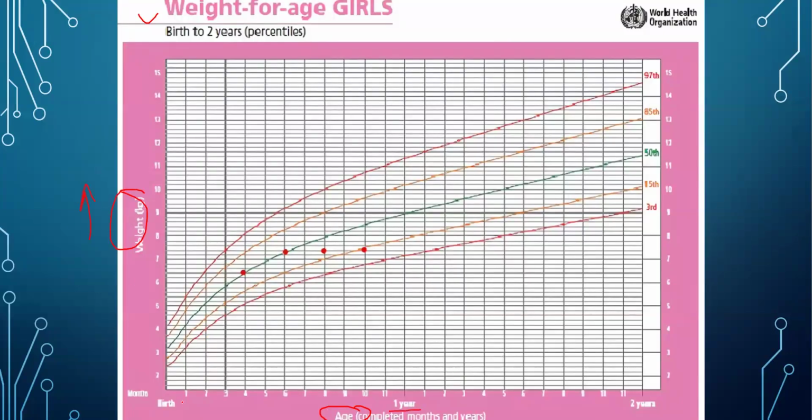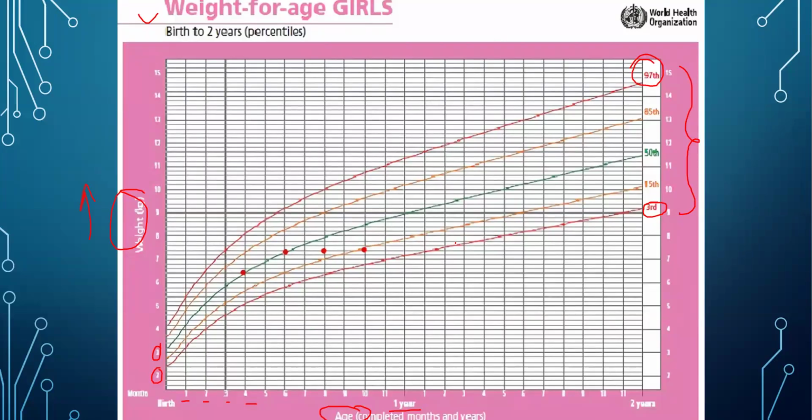And you can see this is 1 year, so it means 1 month, 2 months, 3 months, 4 months. And then there is 2 kilo, 3 kilo like this. So what you see in here is percentile. This is the 3rd percentile and this is the 97th percentile. Any child whose weight is in between the 3rd and 97th percentile, that's normal.